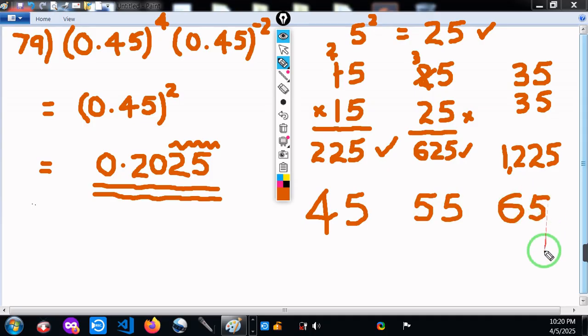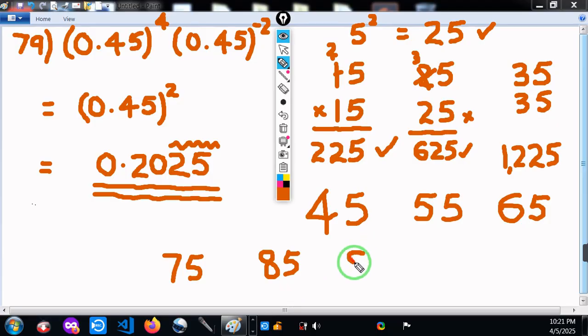5 times 5 is 25. So 7, 7 times 6 is 42. So 4225. The next one is 75. So 5 times 5 is 25, the last two digits. 8 times 7, 56, 5625. Then 85, 5 times 5 is 25. 8 make it a 9, 9 times 8 will be 72, 7225.